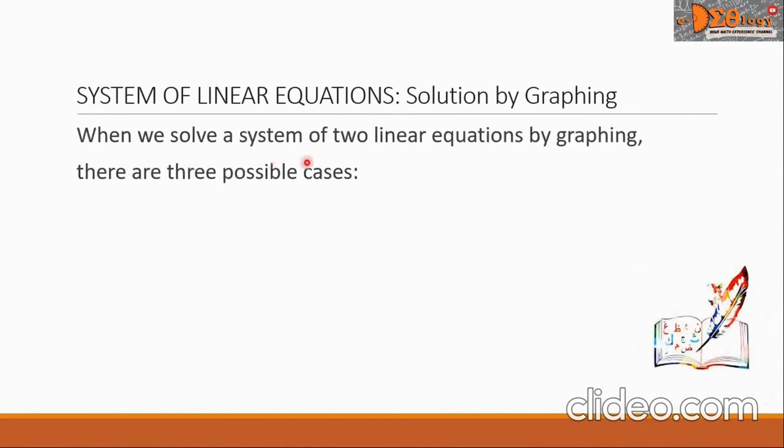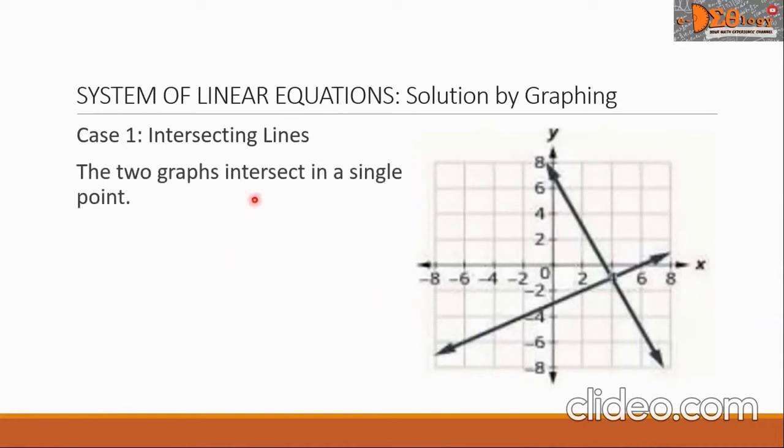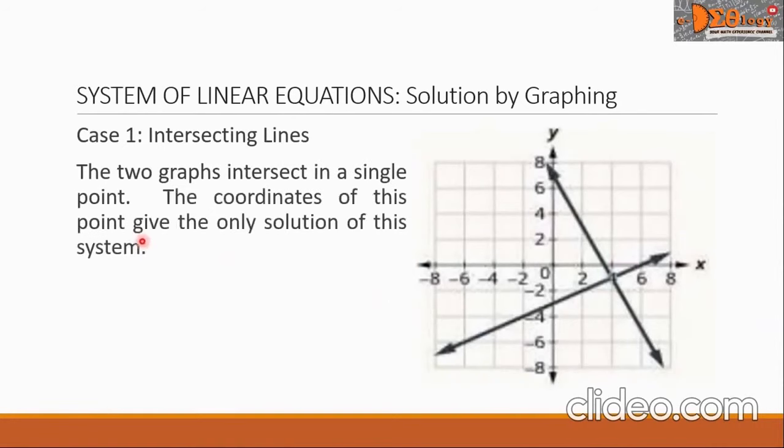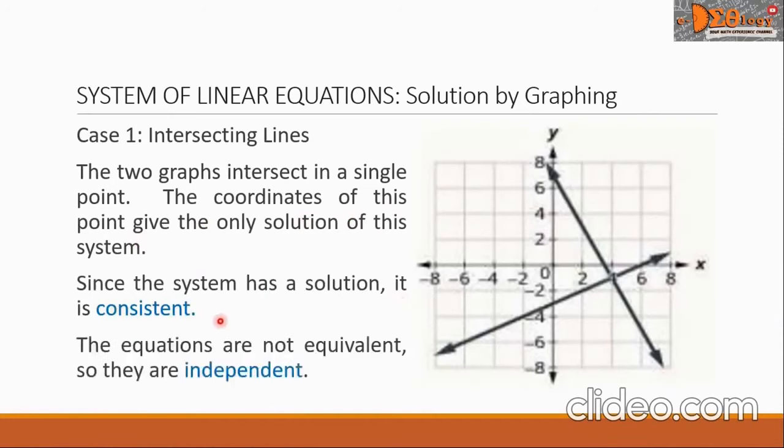When we solve a system of two linear equations by graphing, there are three possible cases. Case 1 is intersecting lines, as we can see on the figure. The two graphs intersect in a single point. The coordinates of this point give the only solution of this system. Since the system has a solution, it is consistent. The equations are not equivalent, so they are independent.